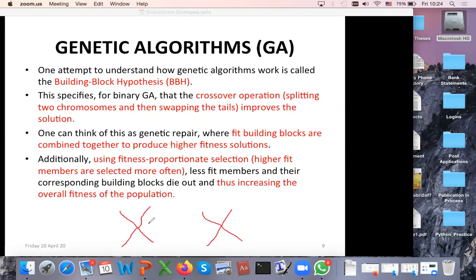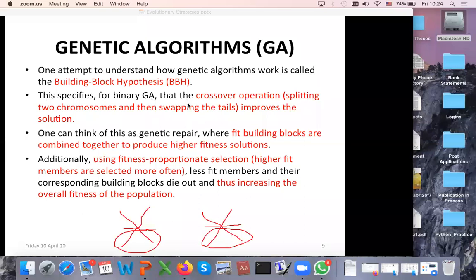So what we can do, this is now exact crossover. You can cut these chromosomes from here, and the same you can apply here. And now you can swap this tail in this chromosome, and then you can swap this tail in this chromosome. So this is basically the crossover operation for the chromosomes.